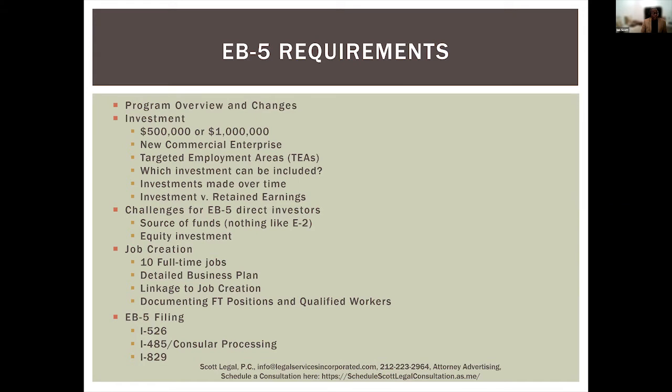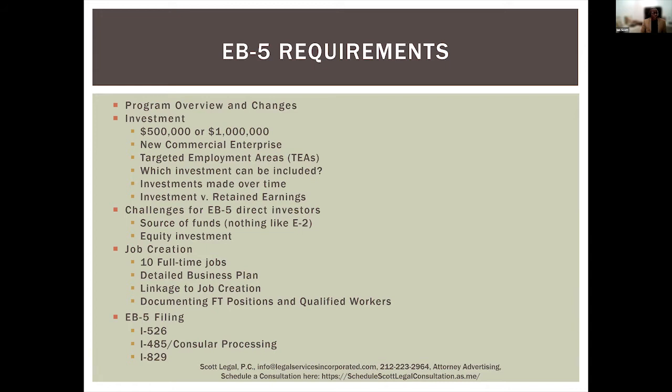But what we're seeing a lot of, and what we focus more on, is a direct investment. So someone can have a business, and they can invest either $500,000 or $1 million in that particular business, and then try and meet the requirements of creating the 10 full-time jobs themselves. And we do a lot of E2s to EB5s as well, based on the original existing E2 business.